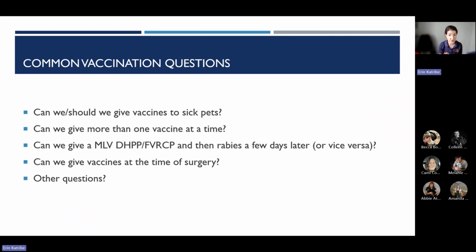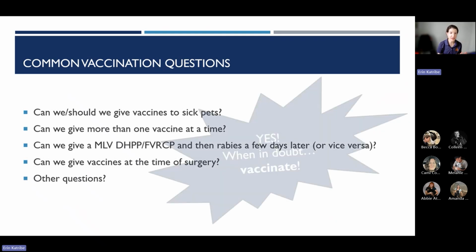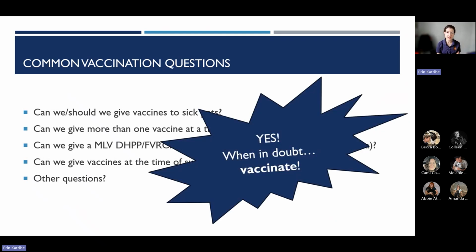Can we give vaccines at the time of surgery? The answer here also is yes. We have veterinary literature that suggests they will respond to vaccines given at the time of anesthesia. And potentially any other questions that are out there. What I would leave you with is that yes, when in doubt, vaccinate. If there are other vaccine related questions, hang on to them and I can address them at the end of the talk. Feel free to drop them in the chat.